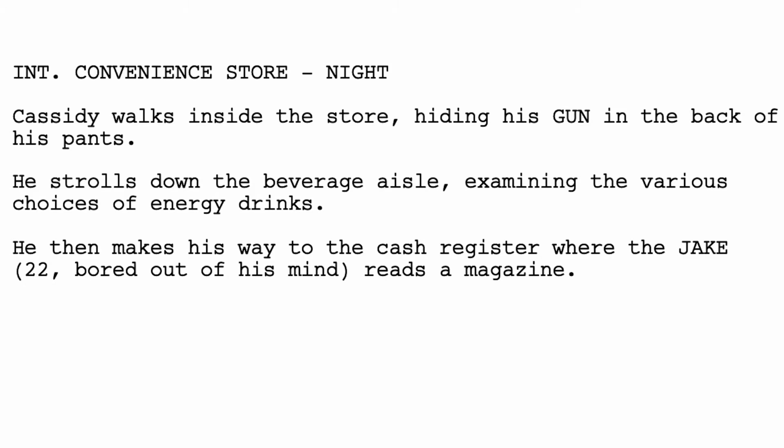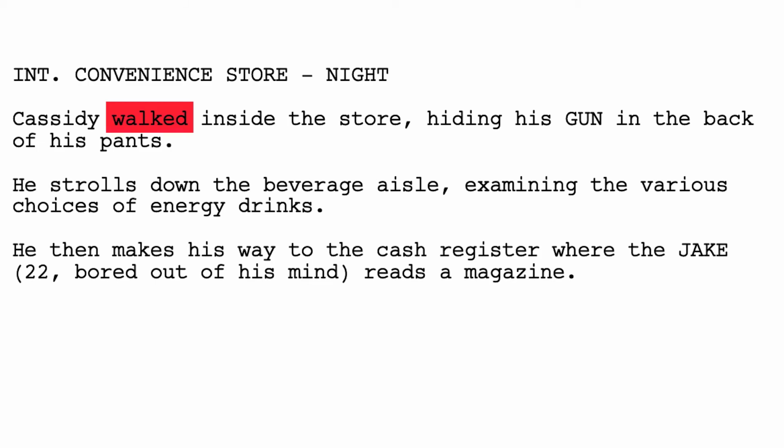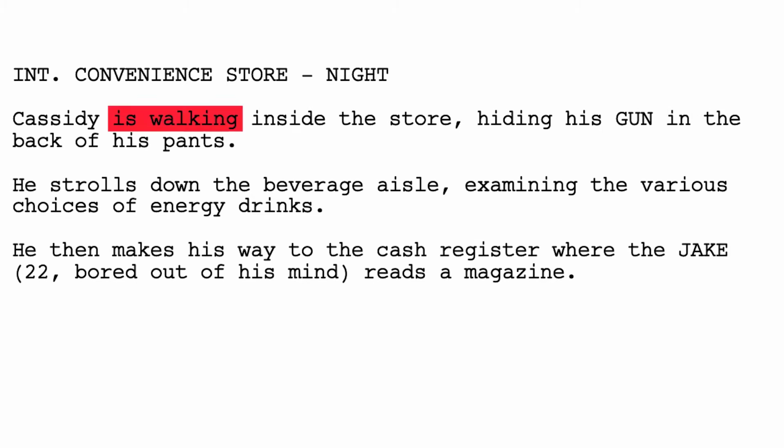Next, we have action, which is probably the most important part of your script, because this is where you're going to be describing what's actually happening in your film. So you want to make sure you're writing in the present tense and using active verbs. So if you have a character who's walking into a store, you'll want to write, Cassidy walks into the store, because we see that happening right in front of us. Not Cassidy walked, and not Cassidy is walking, because that's passive.